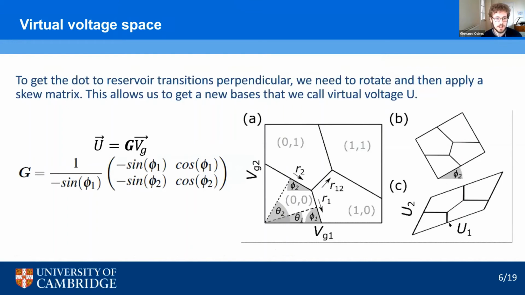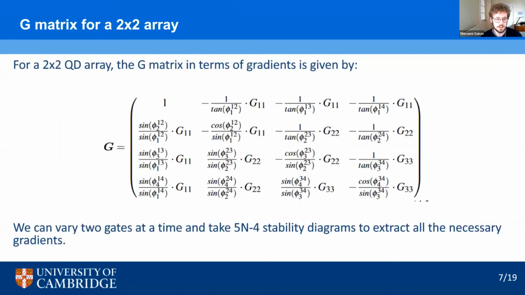We're skewing the data to make this other transition become perpendicular to it. And in our group, we've then extended this to find what this transformation matrix would be for a 2x2 array, and more generally for a 2xN. And here we have multiple dot-to-reservoir gradients that we need to extract. And in order to correctly label and specify which one is which, we envisage that we can take 2-dimensional projections of this hyperdimensional space by only varying 2 gate voltages at a time. And that would require us to take 5n-4 stability diagrams in order to extract the correct gradients.